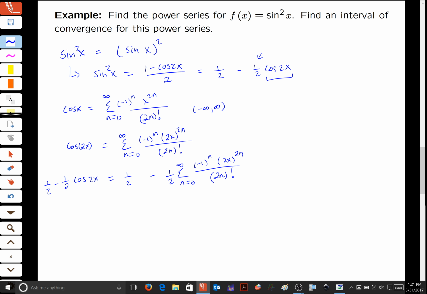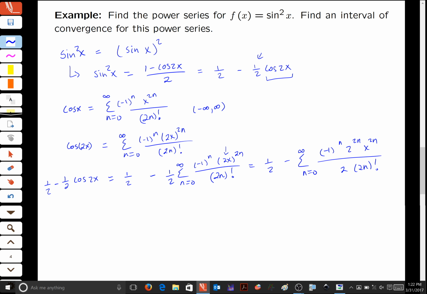WebAssign may want you to take this 1/2 inside, but there's no particular reason to do that. It doesn't cancel with anything really well. Okay, so what would it do if you took it inside? That's what you're asking. Yeah. So this 1/2 goes in the denominator. I'm going to bring this 2 out. That becomes 2 to the 2n, x to the 2n.